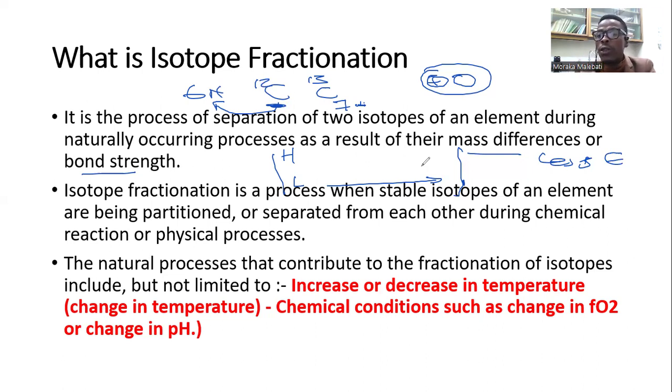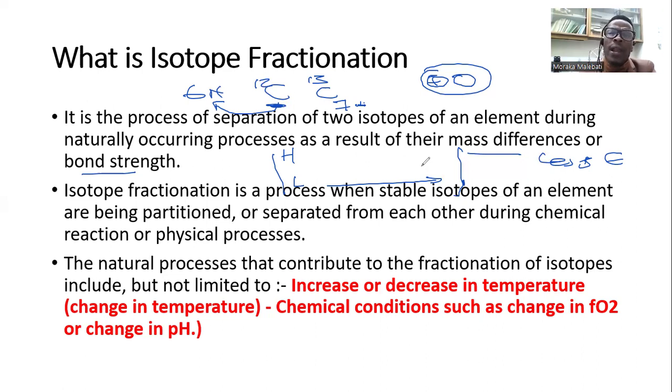For example, if I were to give you the example of photosynthesis, a process through which plants manufacture their own food with the help of light. We know that plants prefer the lighter carbon 12 isotopes because it forms slightly weaker bonds. This makes it easier for the plants to incorporate that carbon 12 into their organic molecules. So this process of fractionation happens in our everyday life.